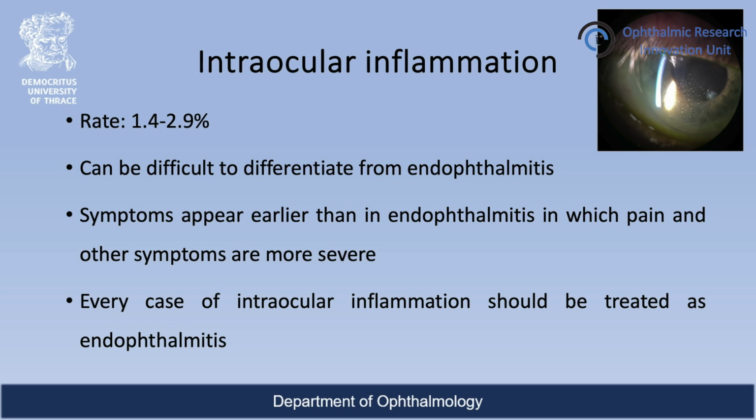The rate of intraocular inflammation ranges between 0.4 and 2.9%. It can be difficult to differentiate it from endophthalmitis. Symptoms appear quicker than in endophthalmitis, in which pain and other symptoms and signs are more prominent. Every case of intraocular inflammation should be treated as infectious endophthalmitis.